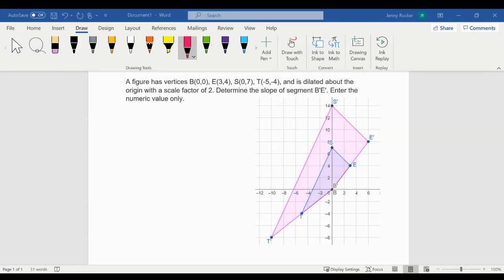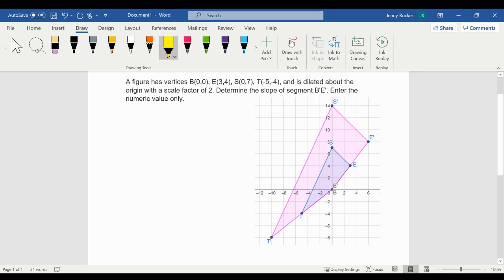We have figure BEST, and it's dilated about the origin with a scale factor of 2. We are asked to determine the slope of B prime E prime. I've graphed figure BEST in blue, and then I dilated that about the origin by a scale factor of 2 to create B prime, E prime, S prime, T prime, which is in pink.